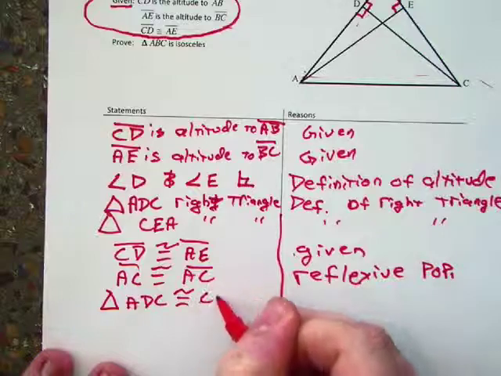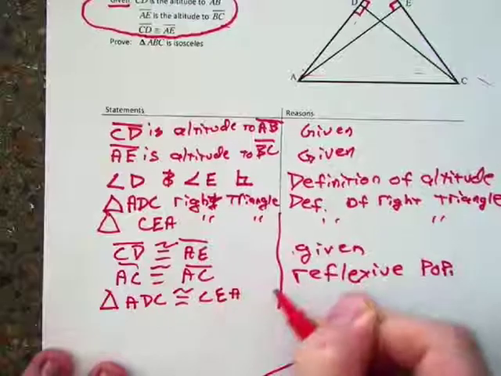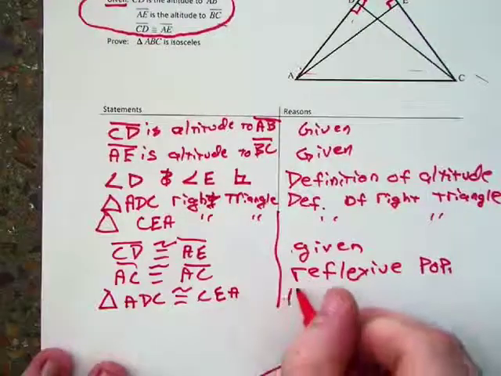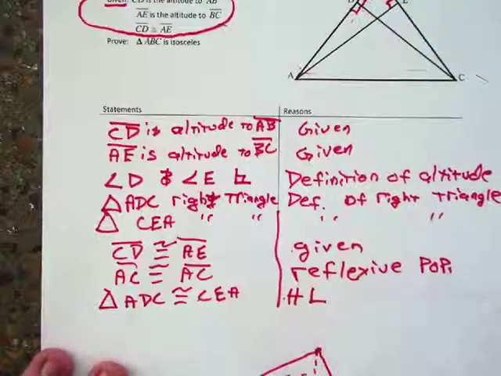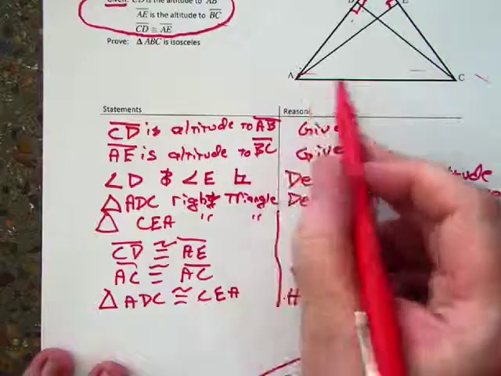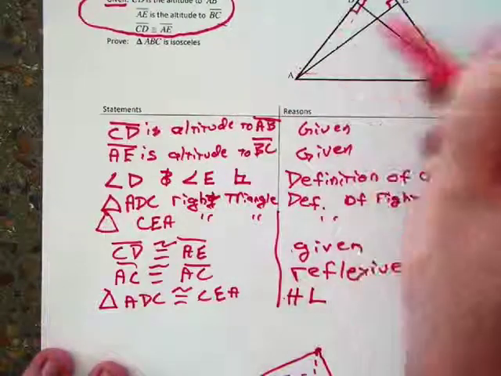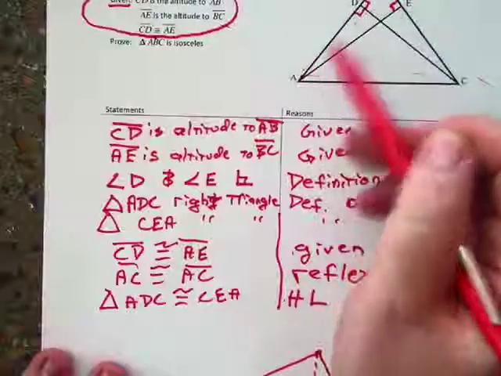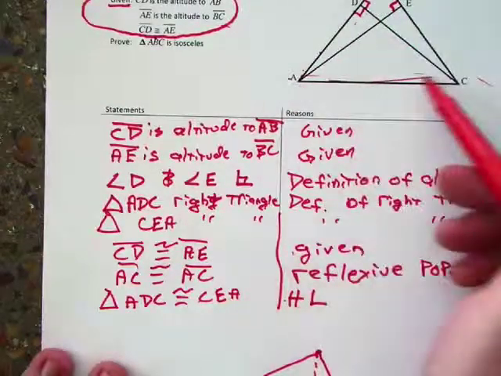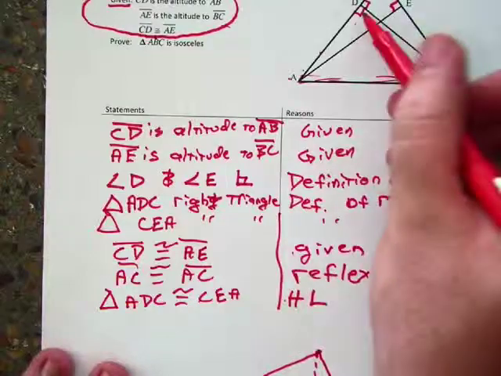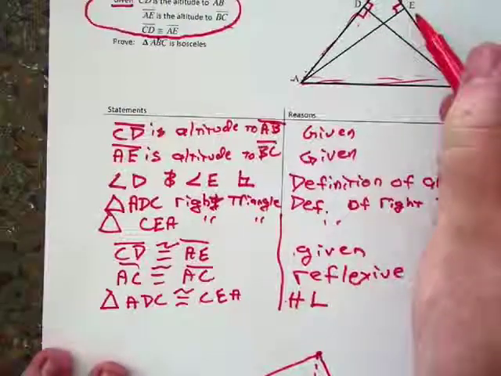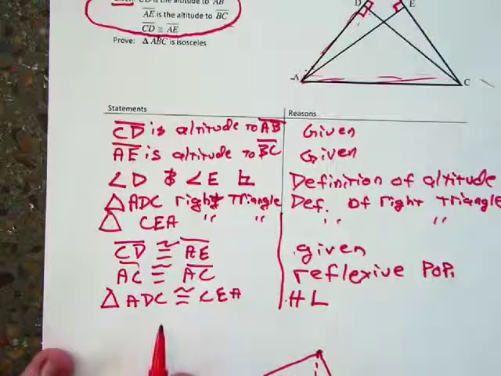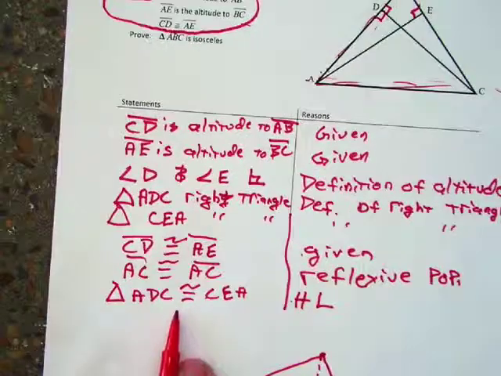We know this because of the hypotenuse leg postulate. They both share a leg, and the hypotenuse, we've already been told, is congruent. So if the hypotenuse is congruent because of reflexive, and the leg is congruent because it's given to us, that means hypotenuse leg, they're exactly the same triangle. They're congruent.